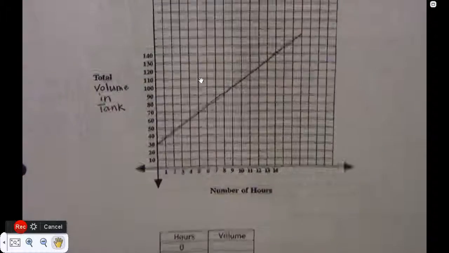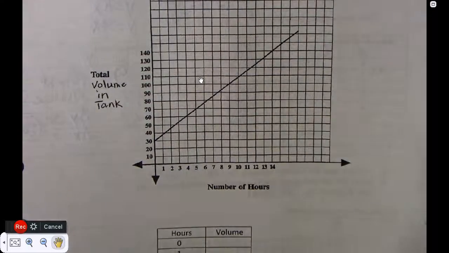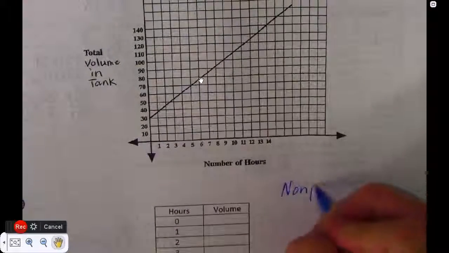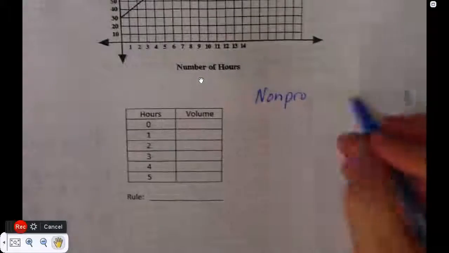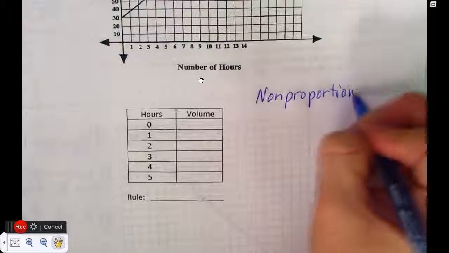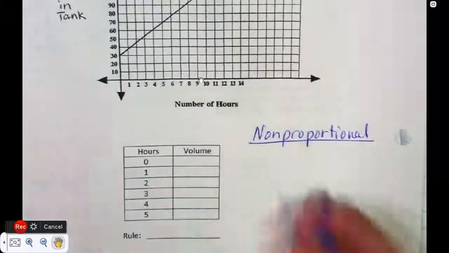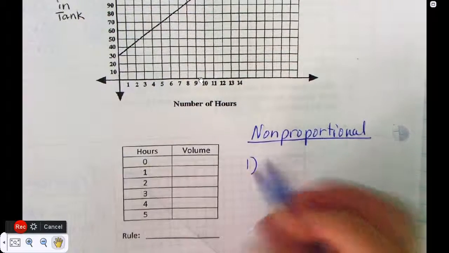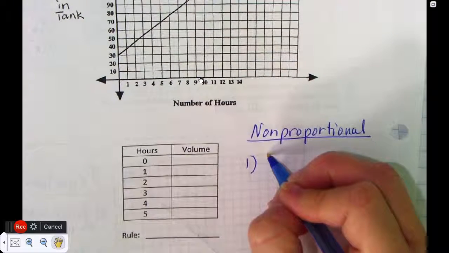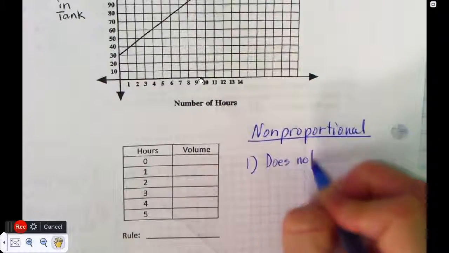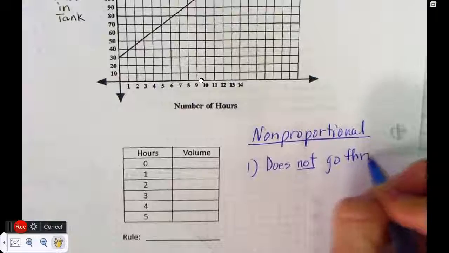Goodness gracious, look at this one. What do you notice right off the bat? It's non-proportional. This last time we're going to write proportional today, but we got to put non in front of it. It's non-proportional. But what do we know that it is? What can we see that it is? Linear. I see that it's linear. Don't you see that? It's linear. So the first reason, though, that we know it's non-proportional is it does not go through the origin.